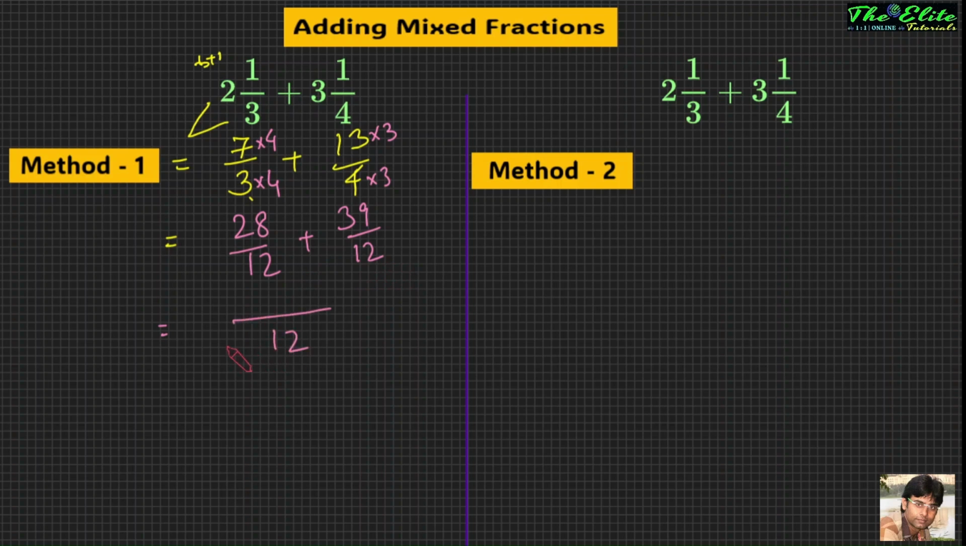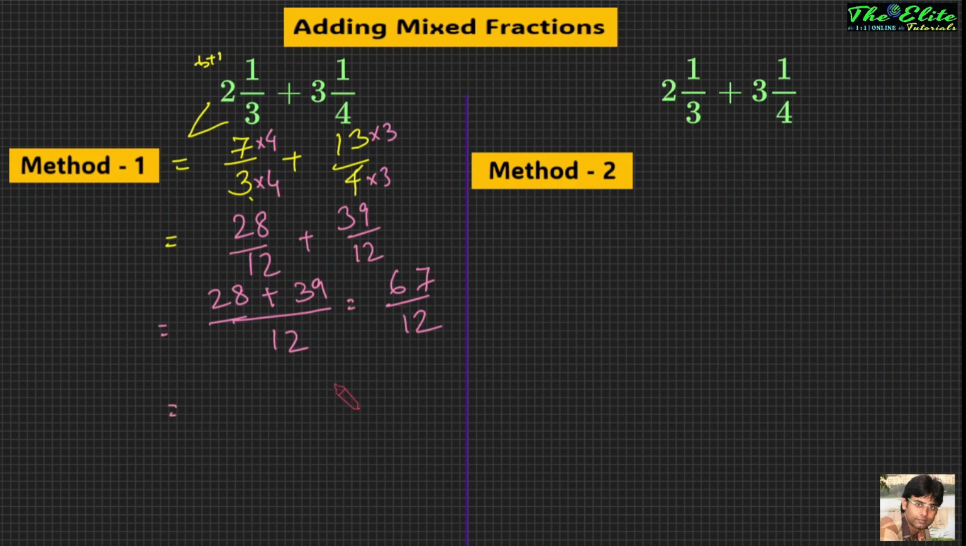You will write the common denominator below the line and you will write the numerators and the sign in between. So you are going to get it as 9 plus 8 is 17. So 7, 1 is carried over, 3 plus 2, 5 plus 1 is 6. So this is your improper fraction.